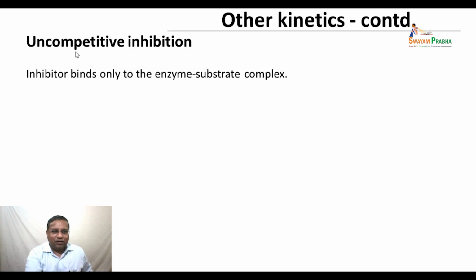The third one is uncompetitive inhibition. The first one was competitive, then non-competitive, uncompetitive. In uncompetitive inhibition, the inhibitor binds only to the enzyme substrate complex. In the case of competitive, the inhibitor bound to the enzyme. In the case of non-competitive inhibition, it bound to the enzyme as well as the enzyme substrate complex. In the case of uncompetitive, it binds only to the enzyme substrate complex.